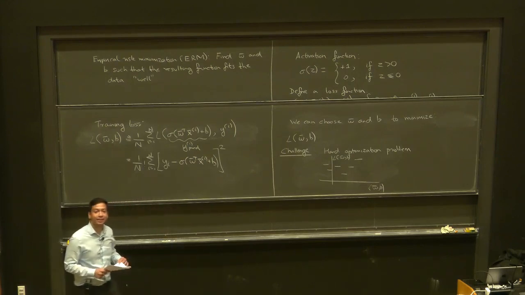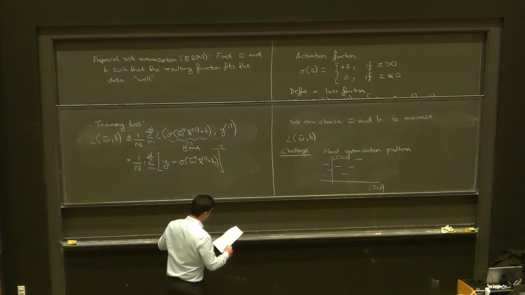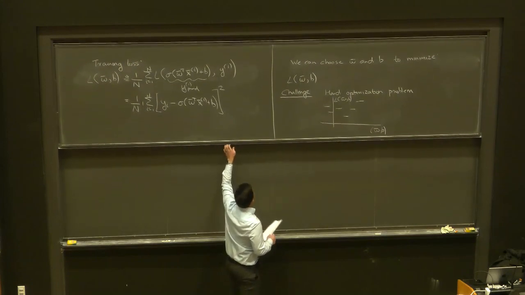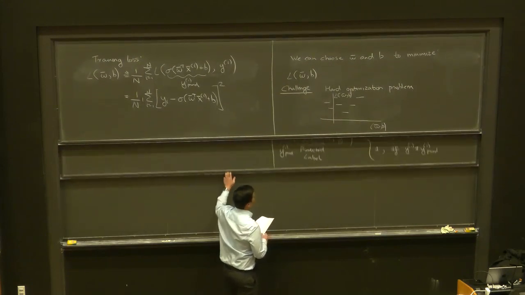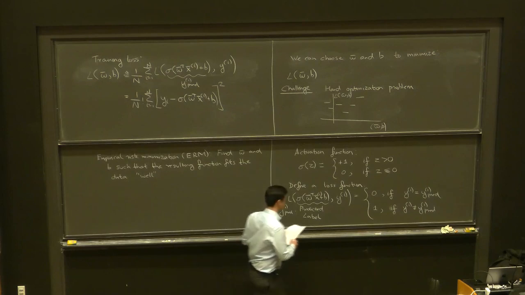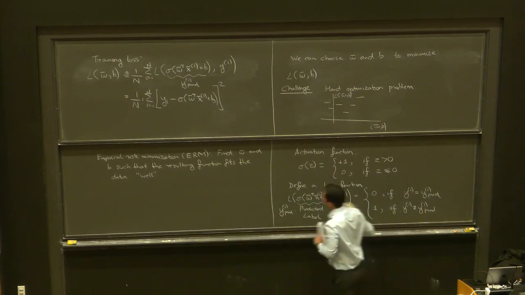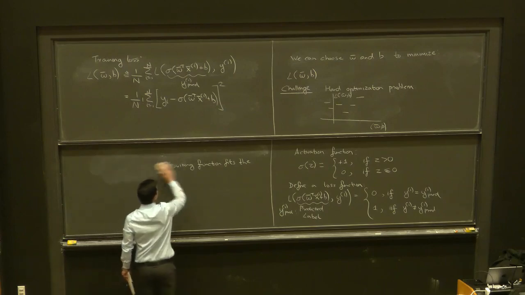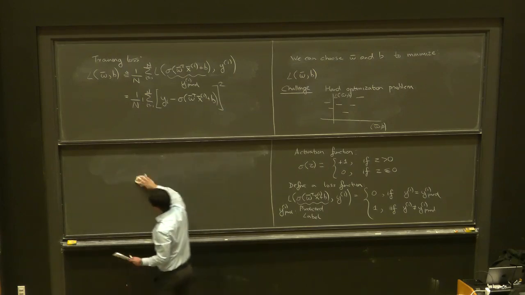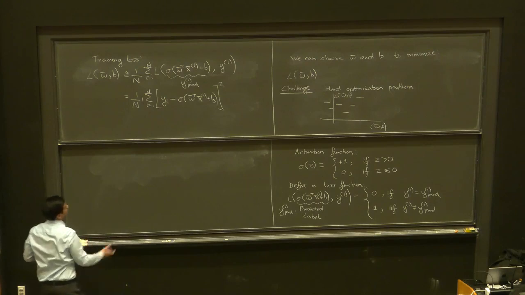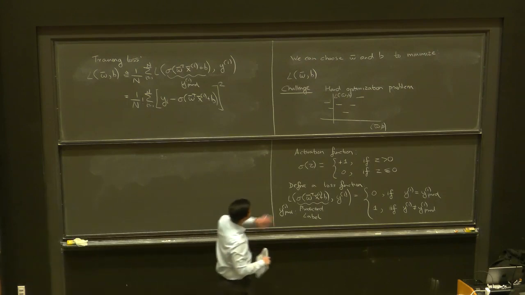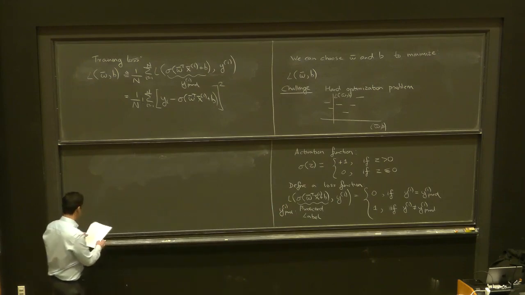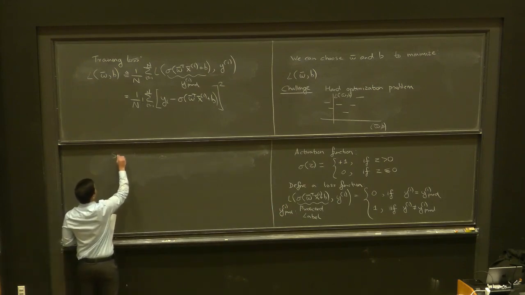All right, other questions? Okay. So how do we get around this challenge of non-smoothness? We can try to smooth things out. Instead of choosing discontinuous functions for the activation and for the loss, we can choose something that's a bit more smooth.